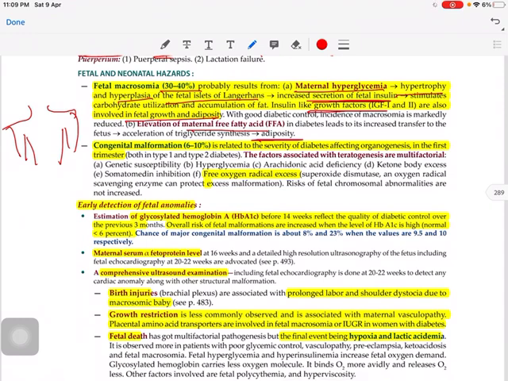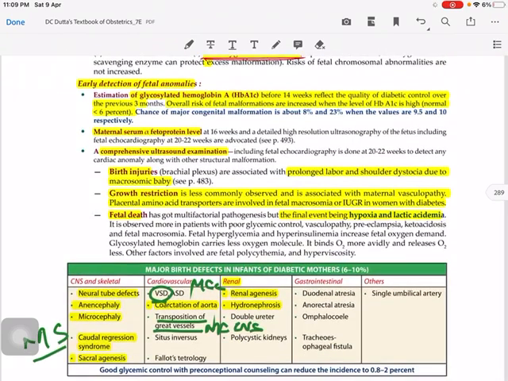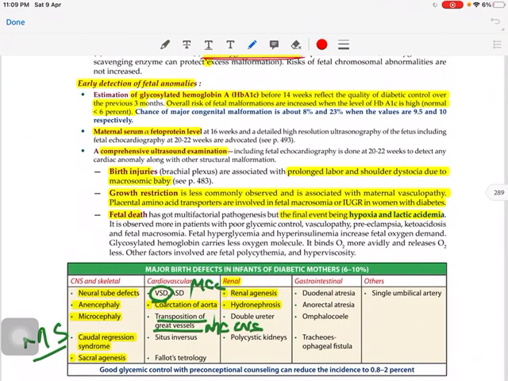Then congenital malformations occur, but only in overt diabetes, because overt diabetes is present in the first trimester, during organogenesis. And what is the pathology? Free oxygen radicals are formed. So how do we detect early fetal malformation anomalies? We'll go for HbA1c. The higher the level of HbA1c, the more are the chances of fetal malformation.